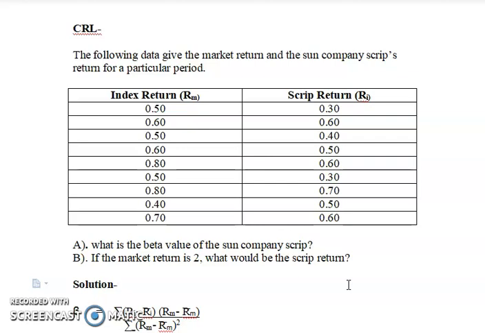So beta 1, I'm talking about the positive 1 of beta. If a particular script has a beta value of 1, it means if there is a 1% change in the market index return, exactly the same 1% change would happen with the stock return. That indicates that the stock moves in tandem with the market, right? If the market moves 1%, the stock also moves by 1%.